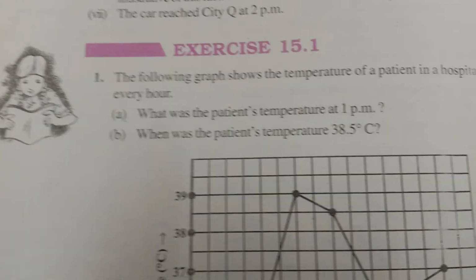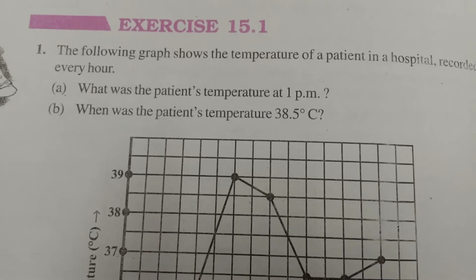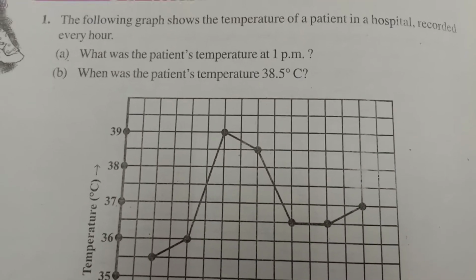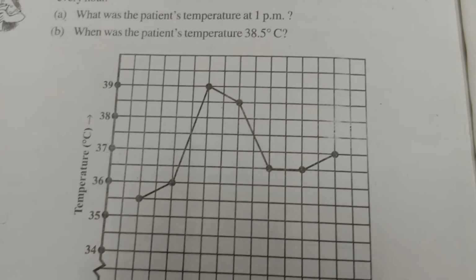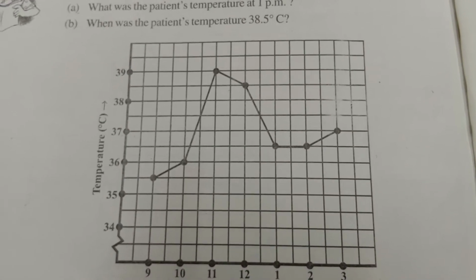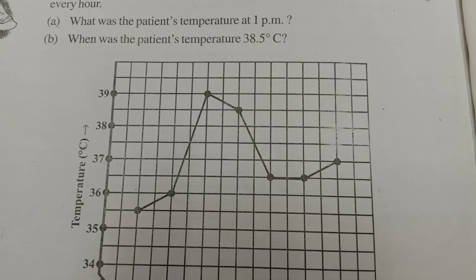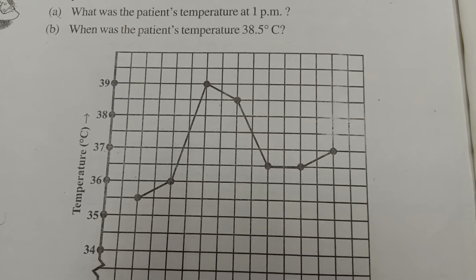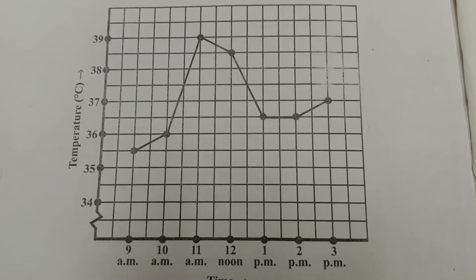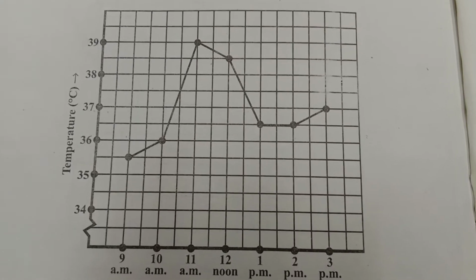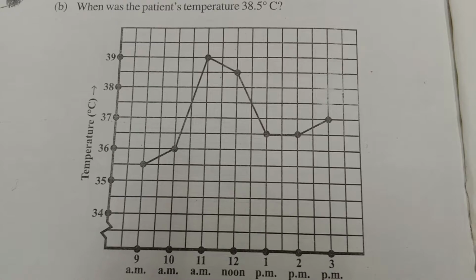Similarly, the second question: when was the patient's temperature 38.5 degrees Celsius? So on which axis do we find temperature? The y-axis, that is the vertical line. 38.5 means it is in between 38 and 39. Now you see its corresponding time. Yes, it is 12 noon. At 12 noon we find 38.5 degrees Celsius.